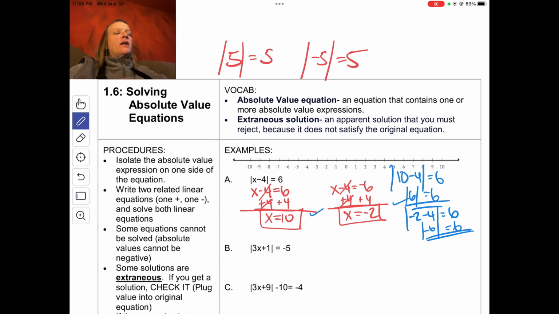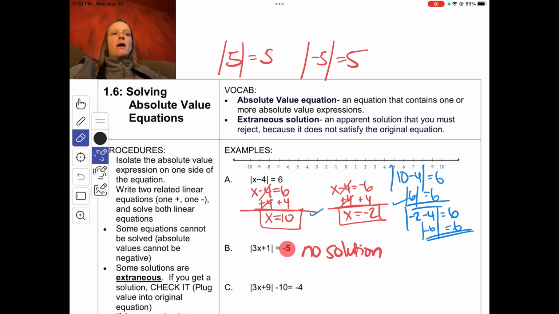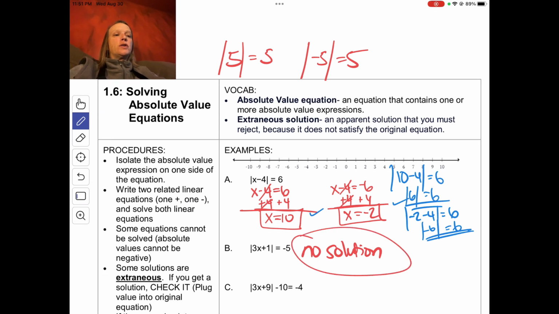The absolute value of 3x plus 1 equals negative 5. Right away, when we look at this equation, absolute values can never be negative. Absolute values are always positive. So this is an impossible equation. There is no solution to this problem because you cannot have a negative value as the answer to an absolute value expression. So this particular equation has no solution.